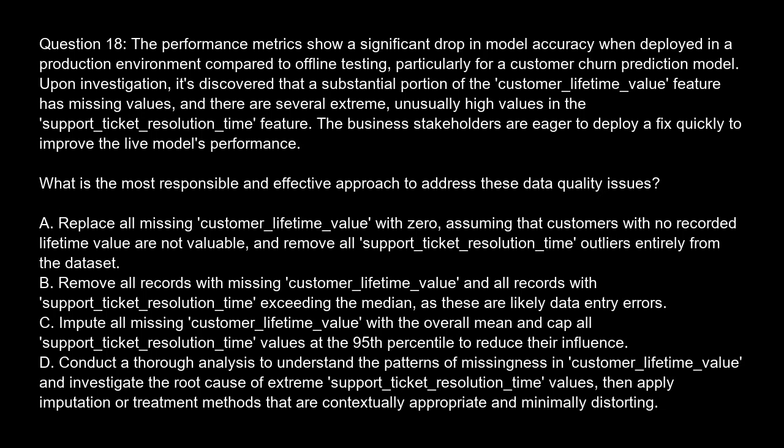Question 18. The performance metrics show a significant drop in model accuracy when deployed in a production environment compared to offline testing, particularly for a customer churn prediction model. Upon investigation, it's discovered that a substantial portion of the customer lifetime value feature has missing values, and there are several extreme, unusually high values in the support ticket resolution time feature. The business stakeholders are eager to deploy a fix quickly to improve the live model's performance. What is the most responsible and effective approach to address these data quality issues?